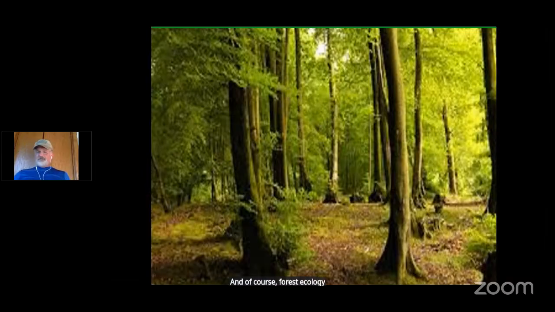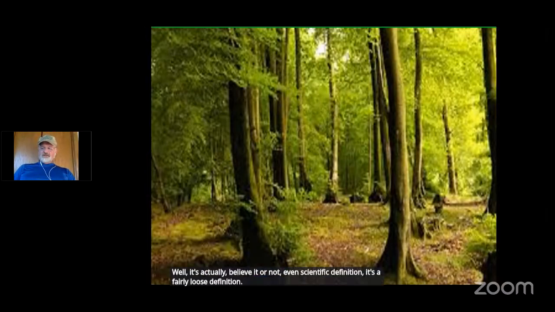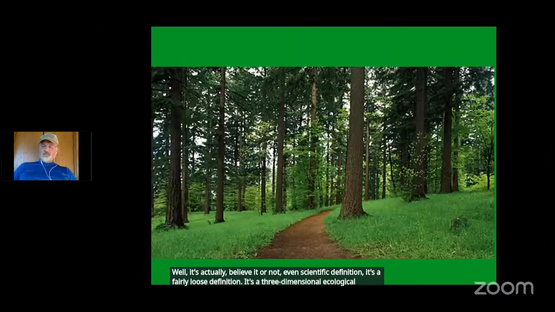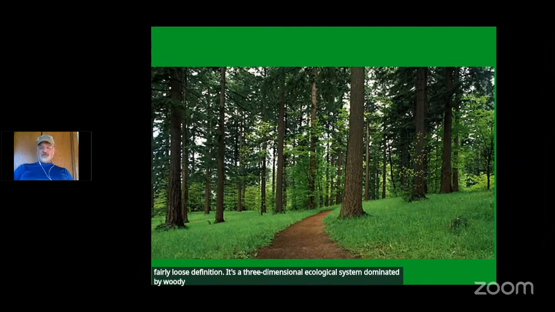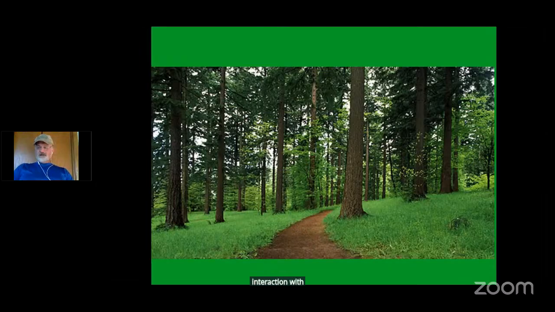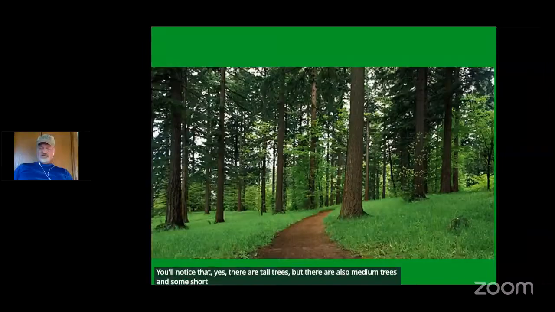Well, what is a forest? Believe it or not, even the scientific definition is a fairly loose definition. It's a three-dimensional ecological system dominated by woody vegetation that exists in some sort of dynamic interaction with air, earth, matrix in the landscape. It's part of a layered structure. You'll notice that, yes, there are tall trees, but there are also medium trees and some shorter trees, and so on.